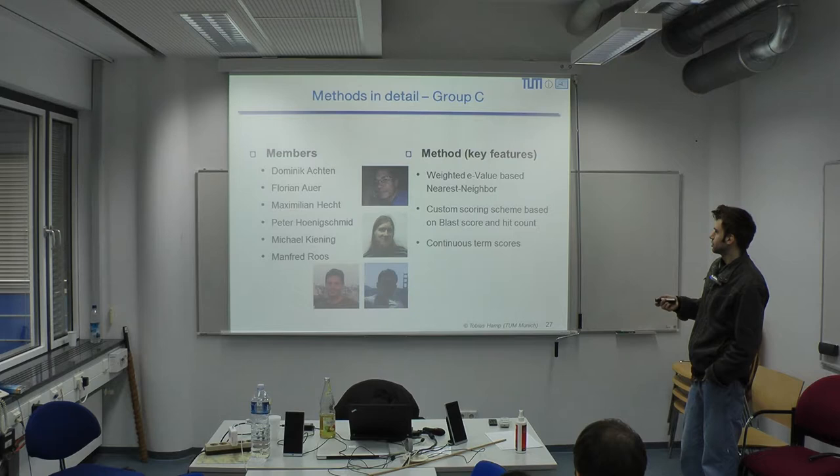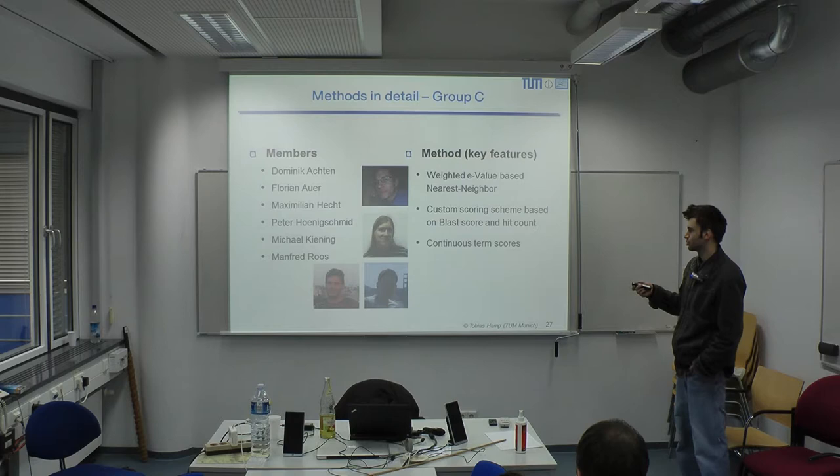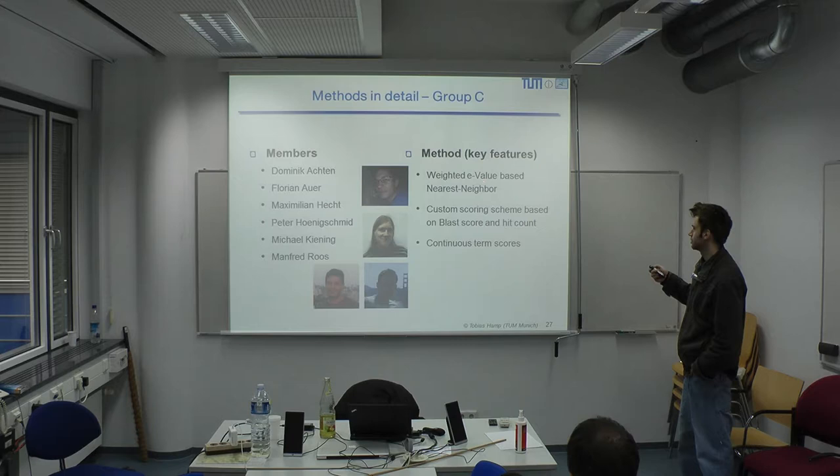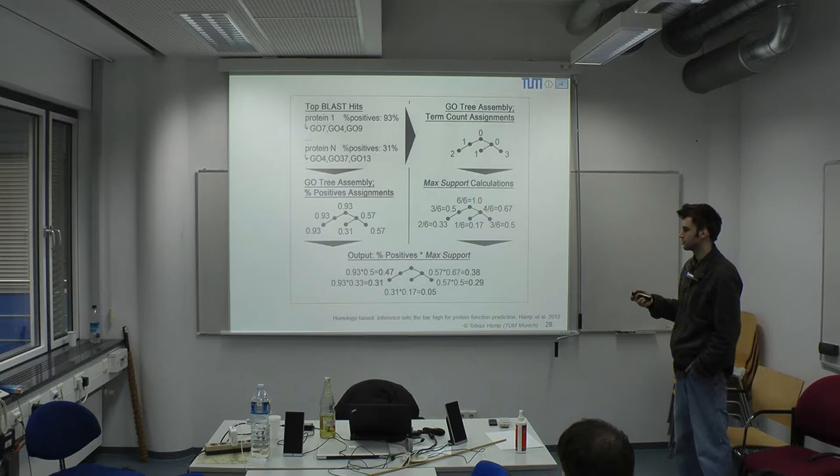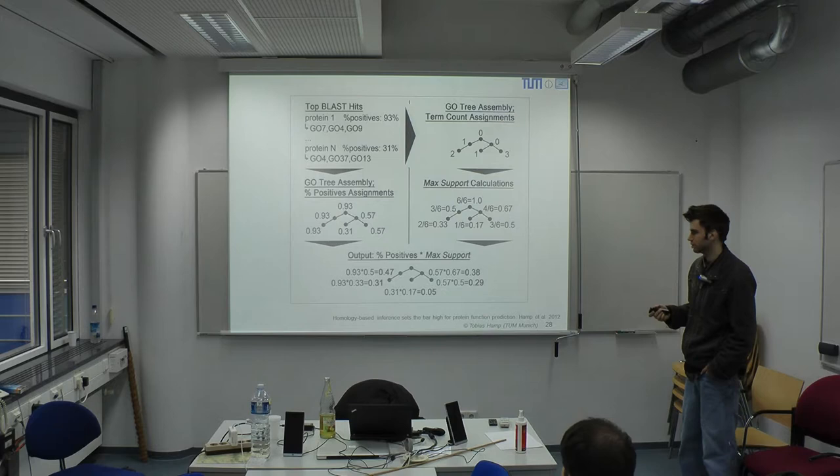Okay, finally, last group. It was conceptually quite similar to the second one that you just heard. Members were Dominik Achten, Florian Auer, Maximilian Hecht, Peter Hünig-Schmidt, Michael Keeling, and Manfred Hoos. Again, weighted evaluation-based nearest neighbor with a custom scoring scheme and continuous term scores. There, they did not calculate an overall template quality score, but two single scores that rate the prediction of each GO term in a different way.